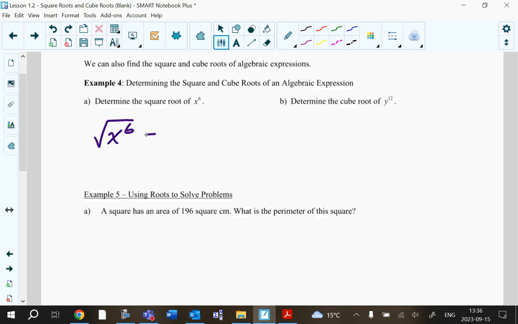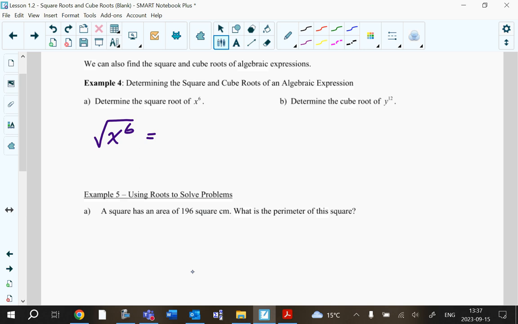Remember what a square root is. Well, remember what it means. You don't need a calculator. No, you don't. Get off that thing. Ayla, stop it. Okay, think about it. What times itself gives you x to the 6th?